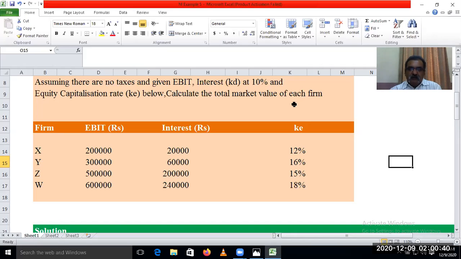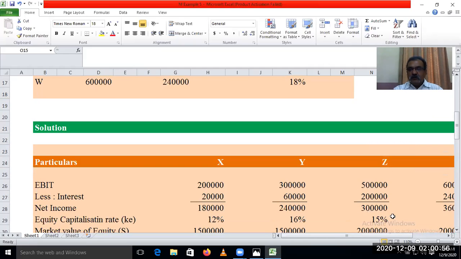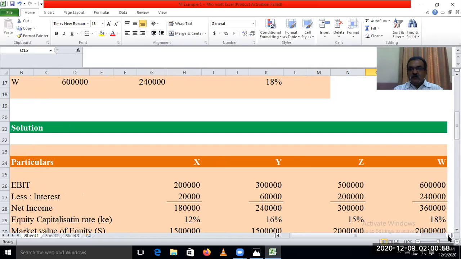It means basically we have to find out the value of firm itself. But here 4 different firms are given. So we have to calculate this value of firm for each of the firm. That is for X, Y, Z, and W. Now check out the solution. Solution I have made it in the columnar form. So that will become easy for all of you.